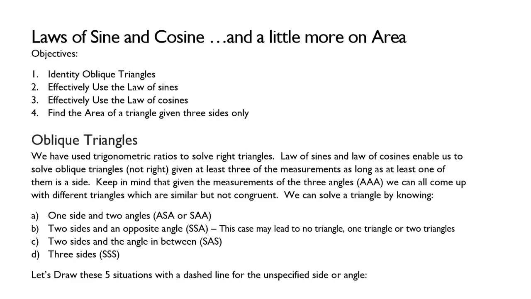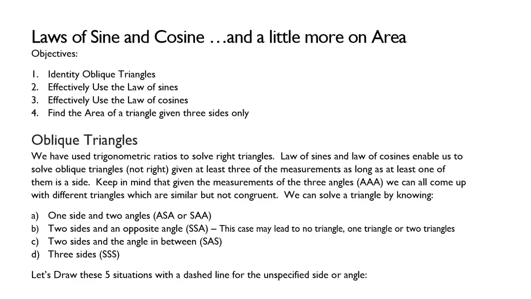Let's start with the definition of oblique triangles. We've used trigonometric ratios to solve right triangles, but now we need to look at the law of sines and cosines to enable us to solve oblique triangles. These are triangles that are not right triangles, given at least three of the measurements, as long as at least one of them is a side.